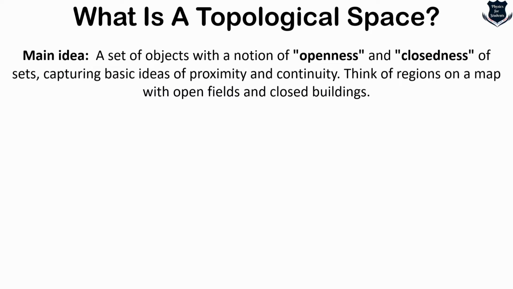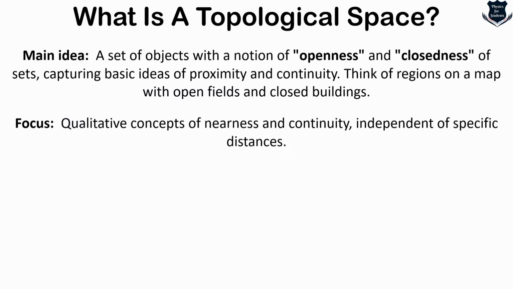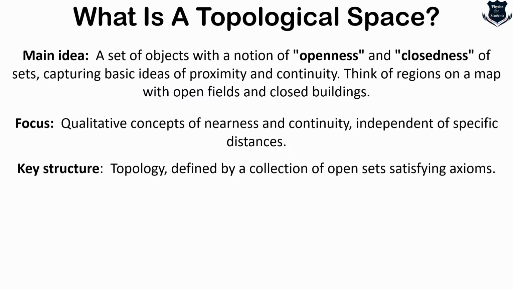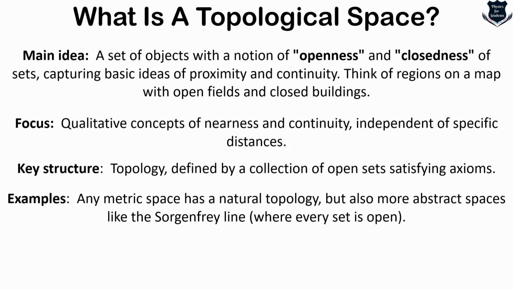Here you see the main idea is a set of objects with the notion of openness and closeness of sets, capturing the basics. That means if I want to capture the idea of proximity and continuity, I won't use the term point or distance, I would use openness and closeness. Also the qualitative concept of nearness and continuity is independent of specific distances, and this is very important. The key structure, as we will see further, is that the topology is defined by a collection of open sets satisfying axioms, and any metric space has a natural topology and so on.